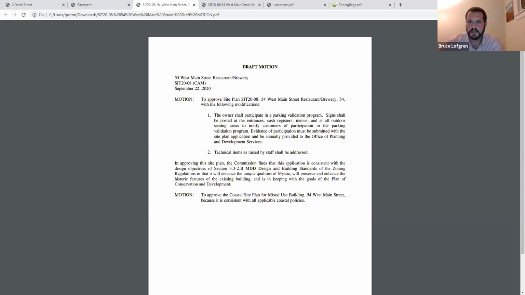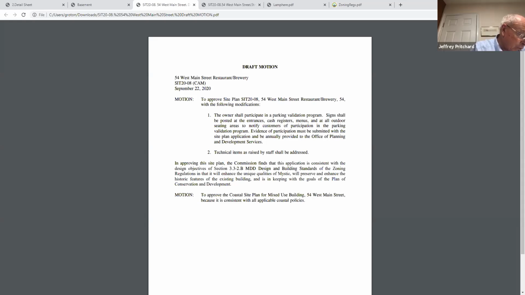Mr. Chairman, there's one more motion, sorry, for the coastal site plan. And before you start, I do see a typo that I made there. You could sub out the mixed use building and just say 54 West Main Street Restaurant Brewery. That's what I would suggest. On the bottom, this is a coastal site plan too, so you do need an additional motion. I was looking at the top part where you had an extra 54. Yeah, I guess you're right. We have to approve the CAM.